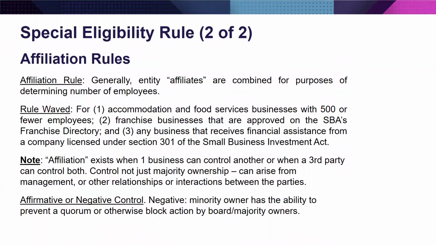As a general proposition, when determining a number of employees, the affiliates of the applicant are combined. So the general basic rule under the SBA regulations is that when a business can control another, or when a third party can control two businesses, then you have affiliation. However, it is far from that simple. It doesn't just refer to majority ownership. It can arise through common management, contractual types of control. It's a totality of the circumstances type test.